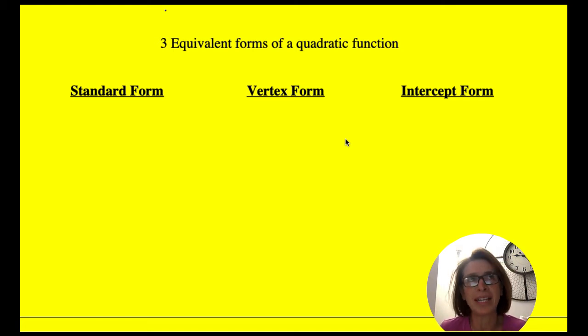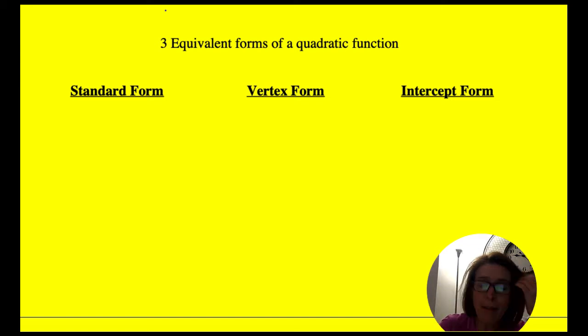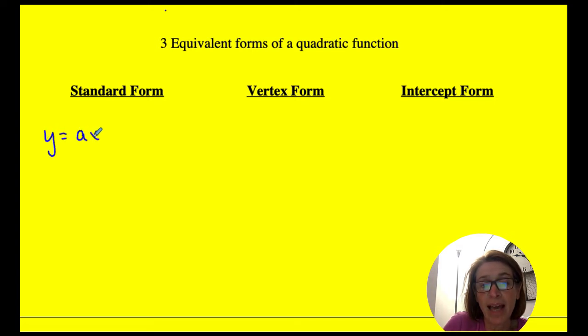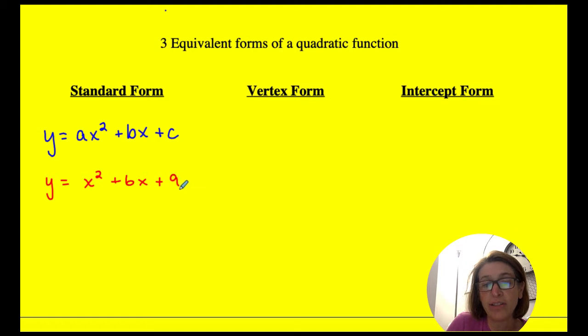And so each one is going to give us really cool information that we're going to be able to do something with. So you actually are pretty familiar with some of them. Actually, all of them. You probably just never really thought about it. So standard form of a quadratic function is going to be of the form y equals ax squared plus bx plus c. Okay? And you might see it like this, like y equals x squared plus 6x plus 9. So a, b, and c are coefficients.